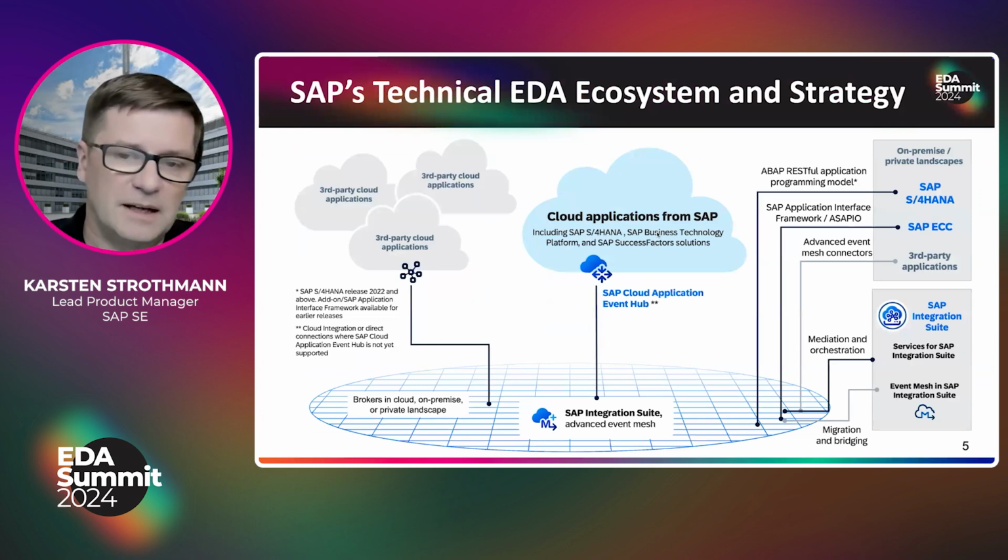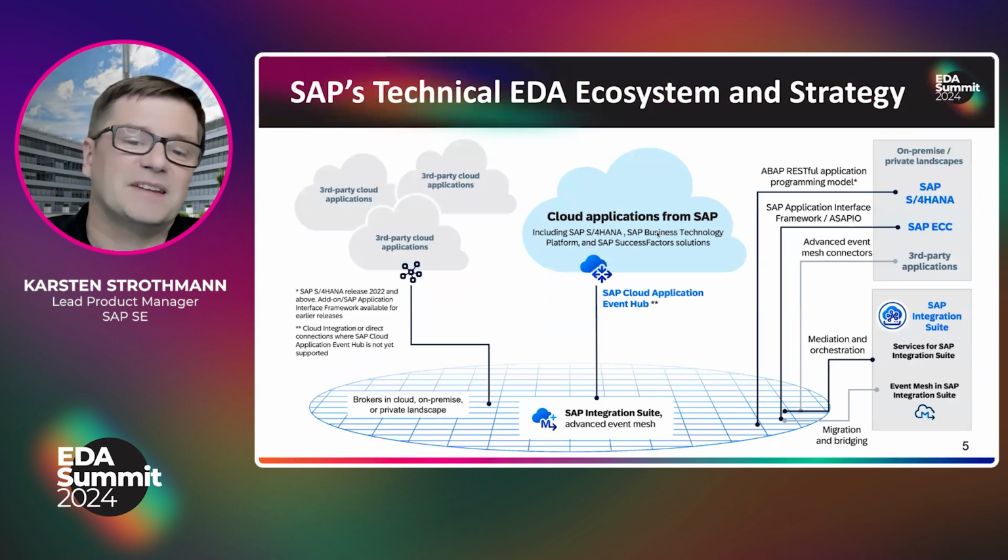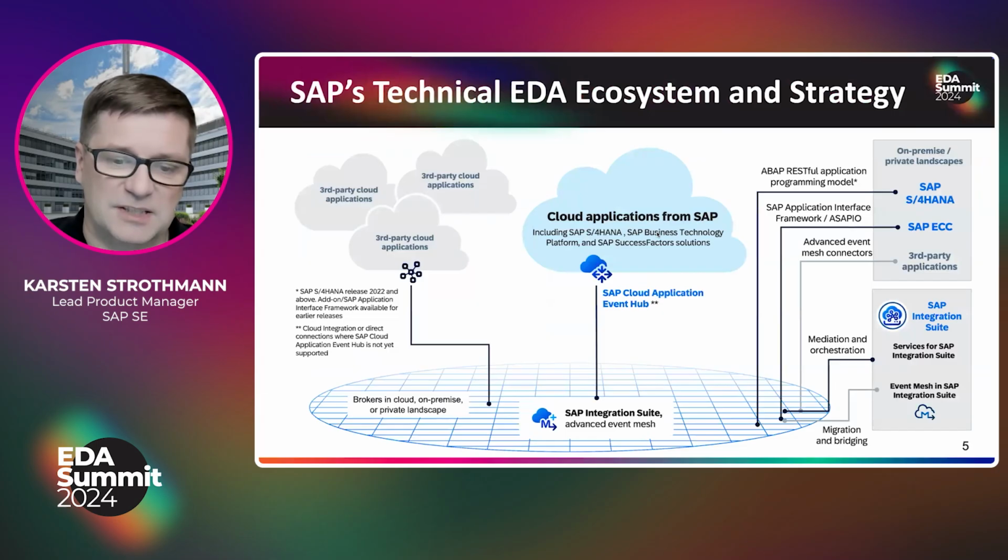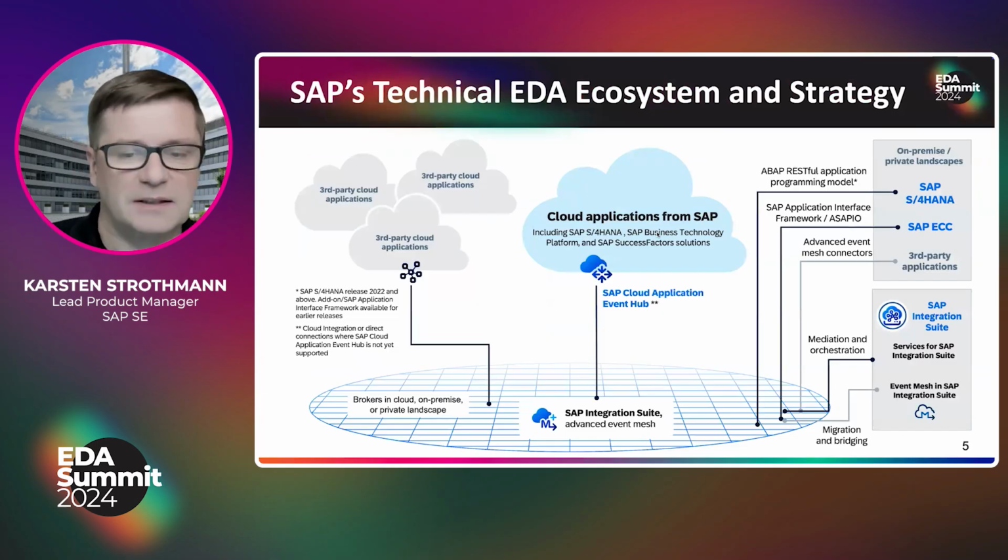Now, let's look at the upper part of this slide. Obviously, Advanced Event Mesh allows to connect to third-party cloud applications. On top of that, SAP cloud applications, S/4HANA Cloud, the Business Technology Platform, SuccessFactors, allow connectivity to Advanced Event Mesh as well. So you can use both inbound and outbound events from S4 Cloud applications with Advanced Event Mesh right there. And you see a component named SAP Cloud Application Event Hub. This is basically a gateway to SAP Cloud applications, and it allows you to simply set up one connection.